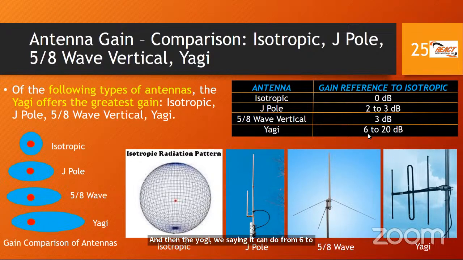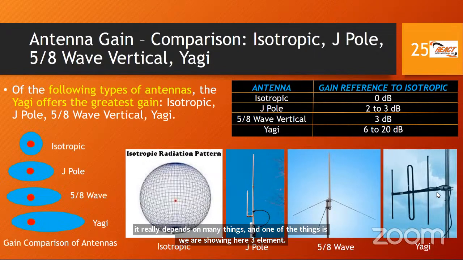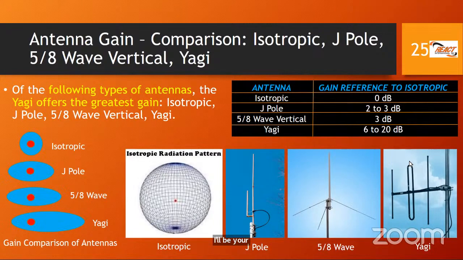Now, you might be saying, but wait a minute, that's a wide variation. Well, it really depends on many things. One of the things is that we are showing here a 3-element Yagi. You have the driven element, the reflector, and the director. And you have the mast here. So it's a 3-element, right? This is just the mast it's mounted on.